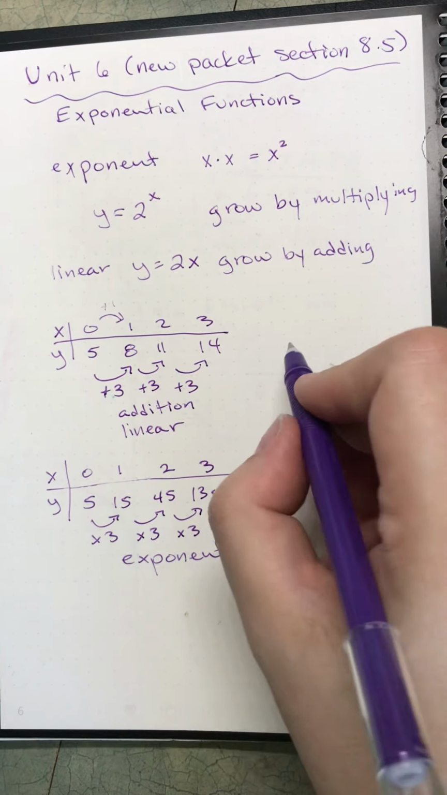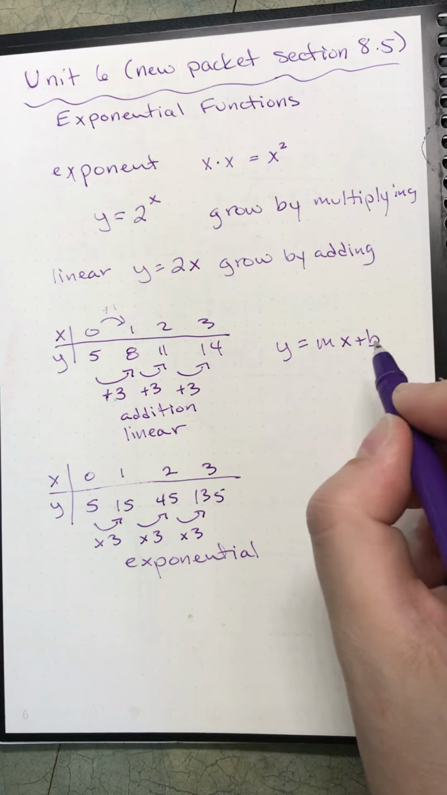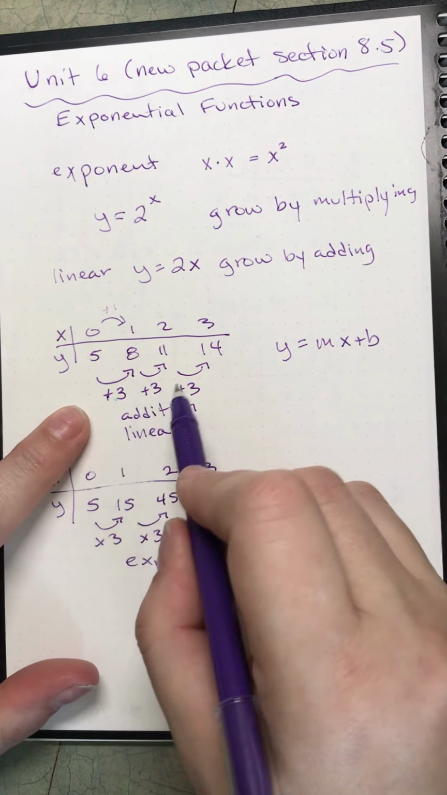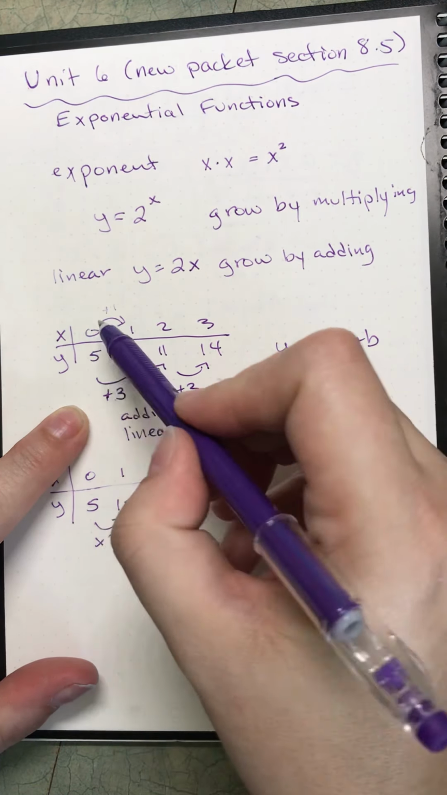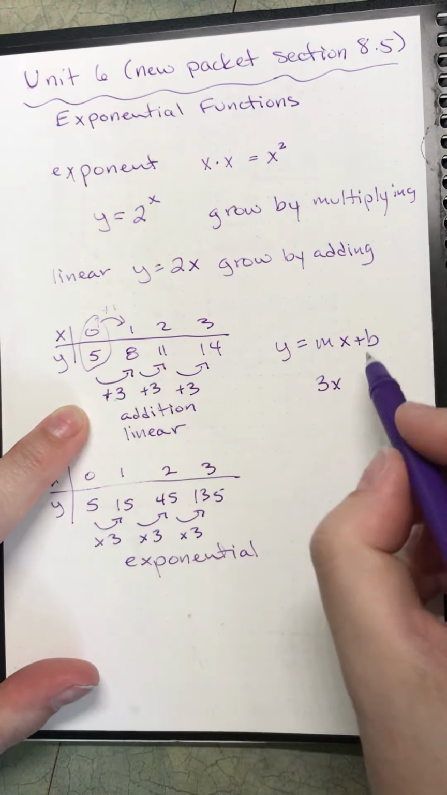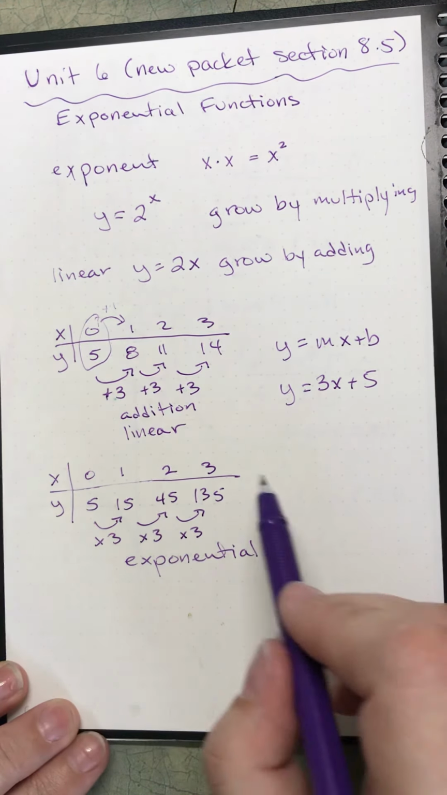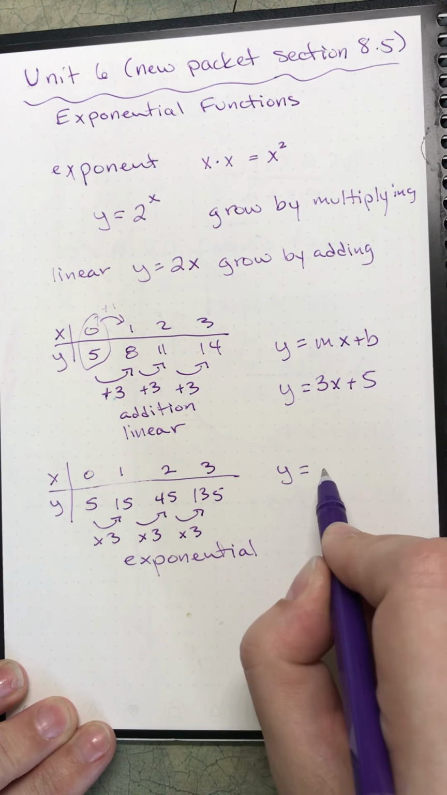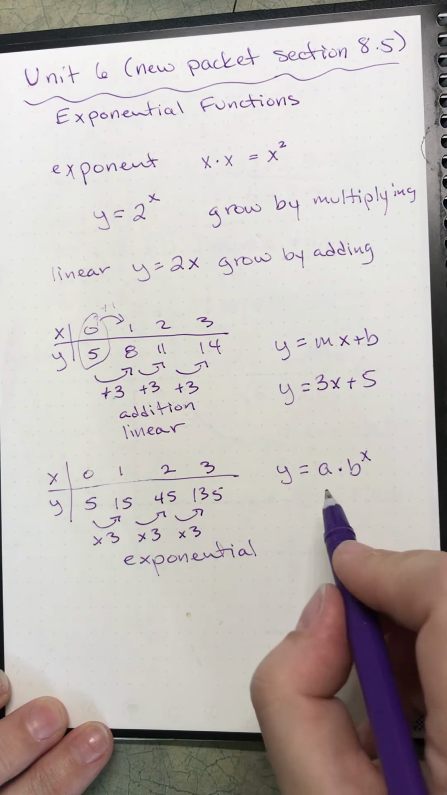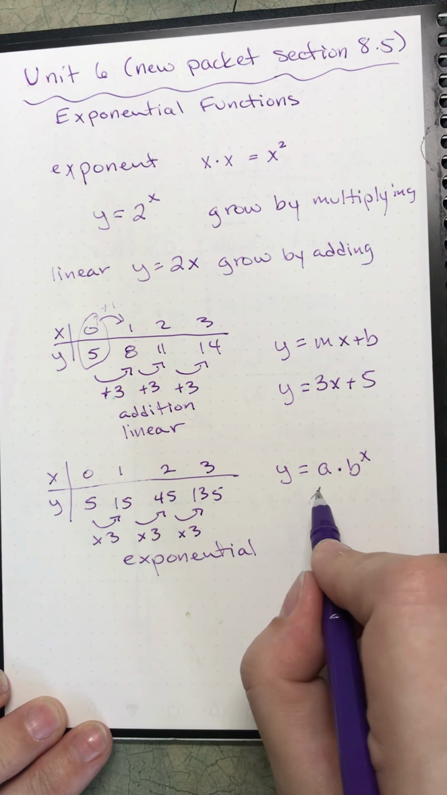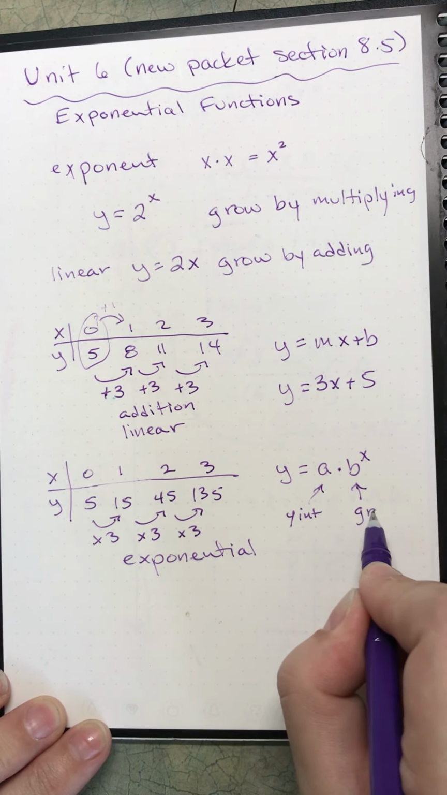The linear function here, y equals mx plus b, this number that it's growing by is my slope, and my y-intercept when x is 0 is my b value. For this exponential function, our general form is y equals a times b to the x. a is my y-intercept, and b is my growth factor.